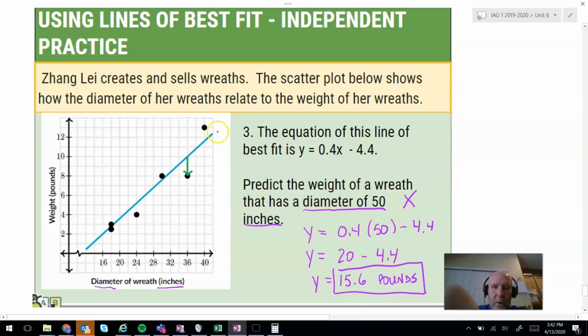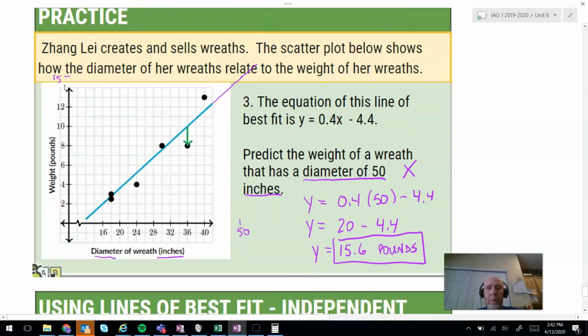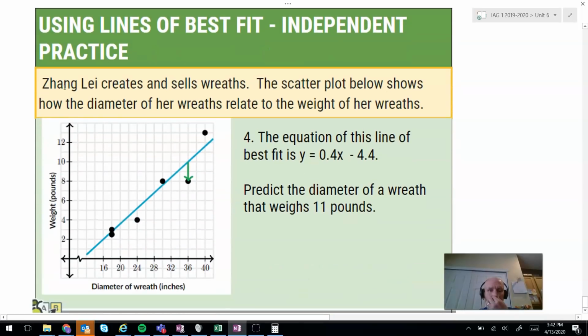And does that follow? That seems to follow pretty well. 50 would be maybe somewhere out like right here, and that seems to follow pretty well with about 15 pounds on the weight. Okay, and last independent practice problem here. This time they want us to predict the diameter of a wreath that weighs 11 pounds. Go ahead and pause the video, please, and do this problem first before you unpause it and listen to me.